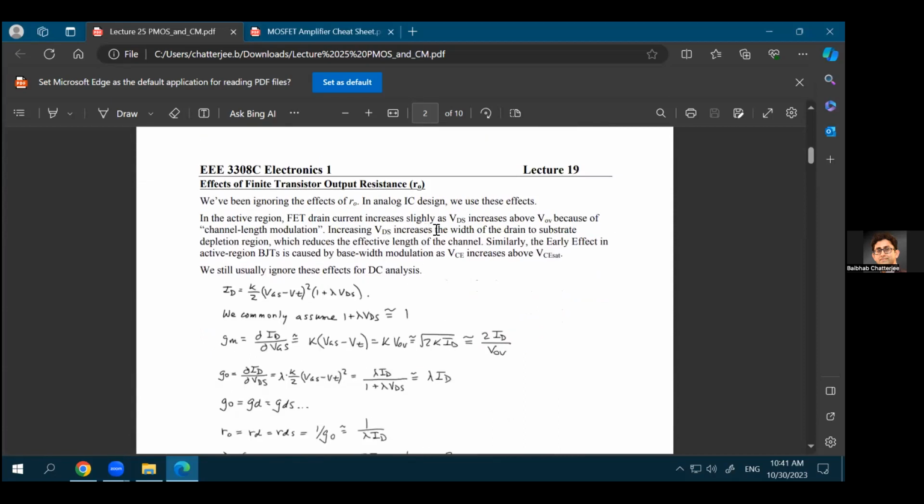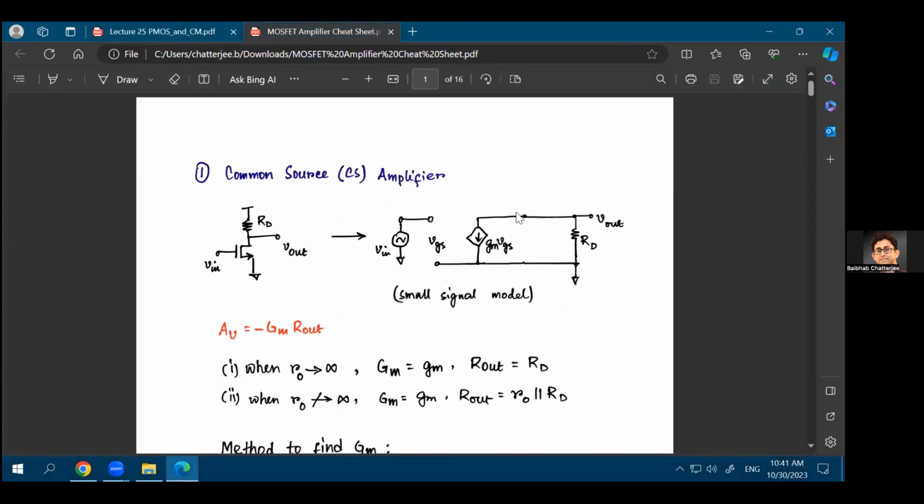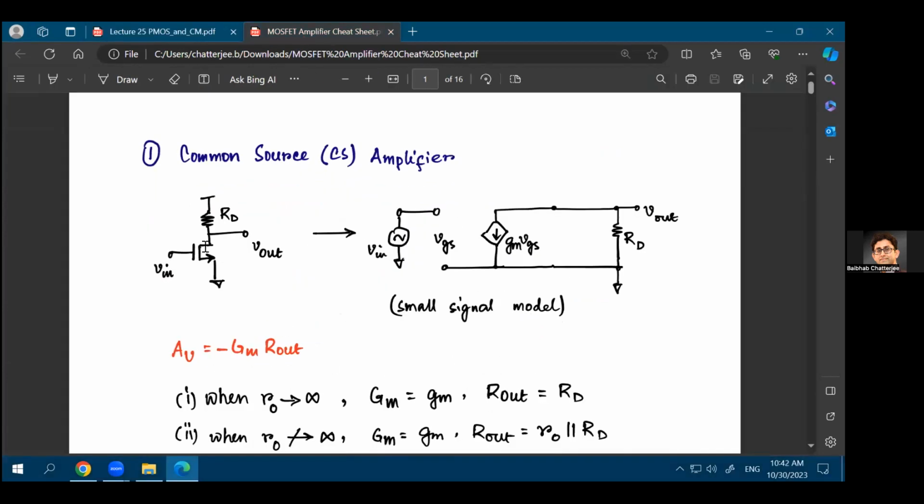Okay, so this is something we were discussing in the previous lecture, that of course there is an effect of finite transistor output resistance. For example, when you look into the common source amplifier, the way we represented the model of the transistor is that you have an open at the input side. So that gives you your VGS. You have a gm VGS, which is your current source, which is part of the MOSFET small signal model. And then we directly said that whatever load resistance we are connecting at the drain, that comes in parallel with that gm VGS current source.